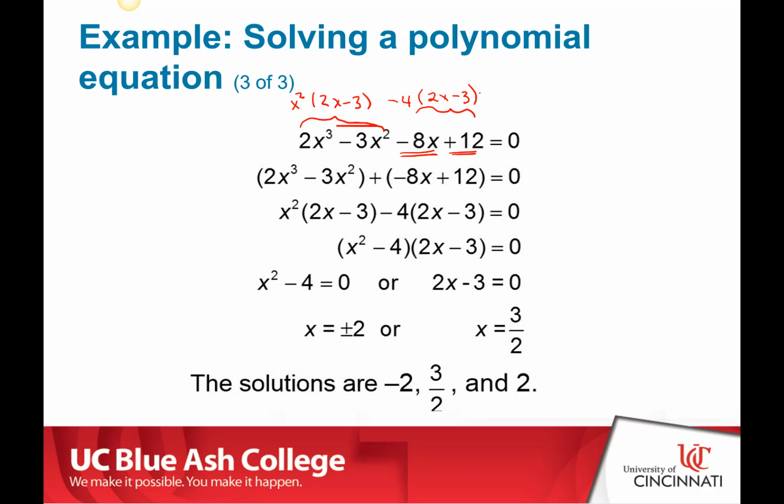Now you have 2 terms, this one and this one, and from each of them you can factor out a 2x minus 3. If you factor the 2x minus 3 out of the first term, you're left with x squared. You factor the 2x minus 3 out of the second term, you're left with minus 4. Is everybody okay so far?